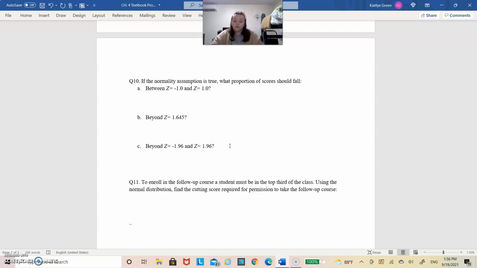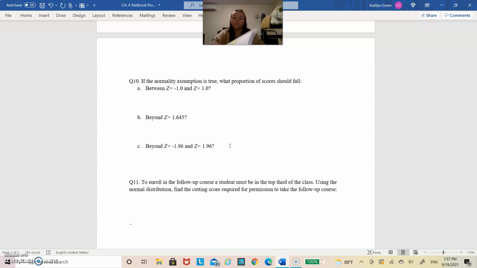And then beyond z-score of 1.645, I found it ended up being in between two values of 1.64 and 1.65, and so we found the middle, which was just 0.05, or I guess the average of those two numbers. And then we did beyond z of negative 1.96 and a z-score of 1.96, and ended up getting 0.05 again. And I ended up making a little bell distribution graph to also help me visualize where those numbers should fall.